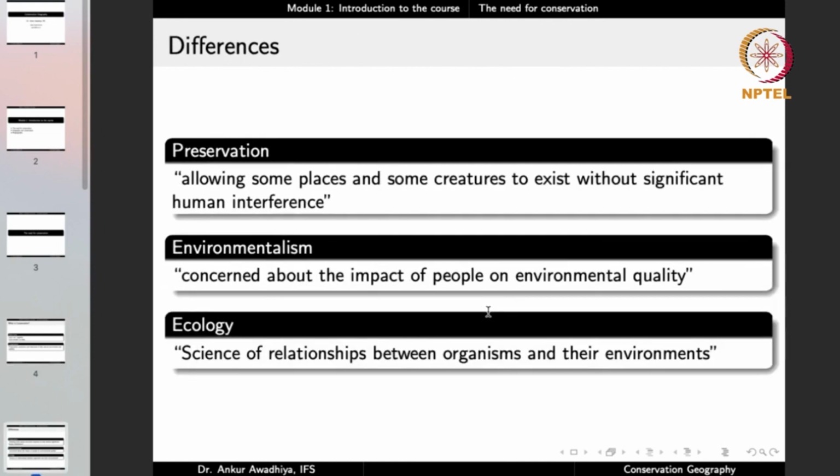Now this term is different from other similar terms like preservation or environmentalism or ecology. So conservation is not the same as preservation. Preservation is allowing some places and some creatures to exist without significant human interference. That is, if we say that we want to preserve the natural environment, then we mean that, okay, this is the natural environment, let us keep it as such without any human interference.